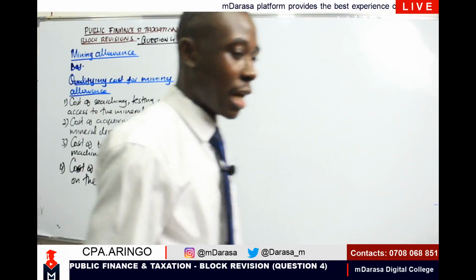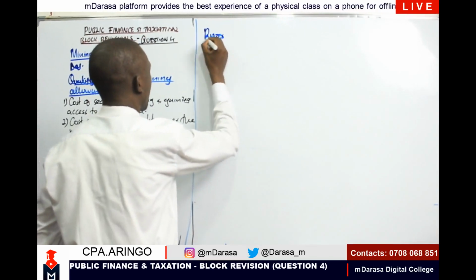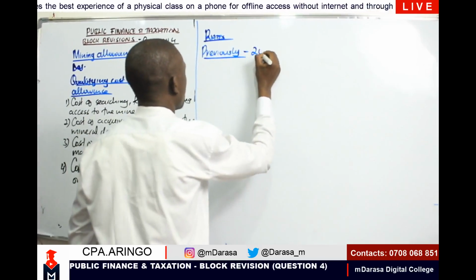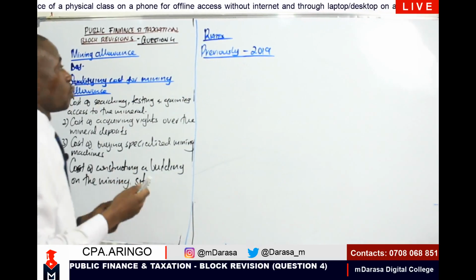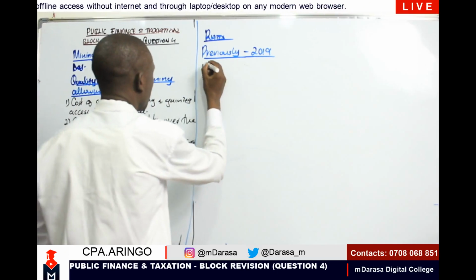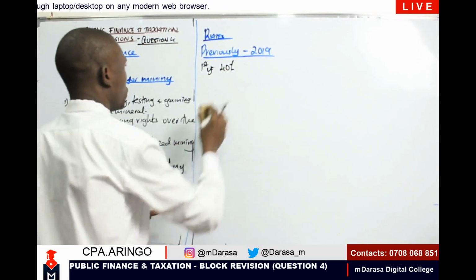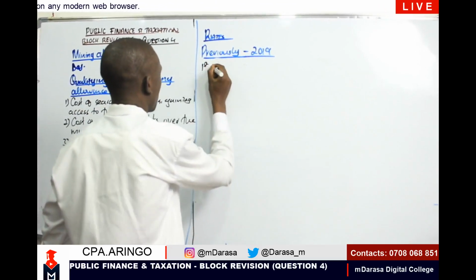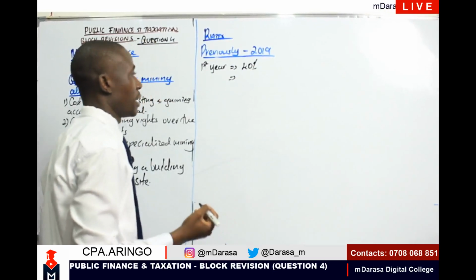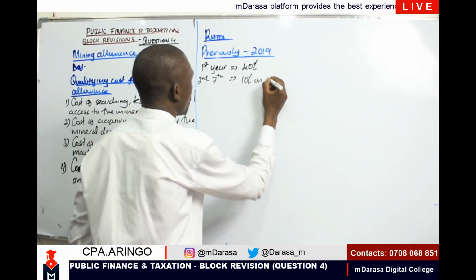Anytime we are talking of rates for mining allowances, I want us to talk of two. Previously, which was applied up to 2019 going backwards, in the first year, my good students, we were looking at the rate of 40%. Then for the other years, because by then we were assuming that mining had a lifespan of 7 years, the second to the seventh year, we took the rate of 10% on a straight line basis.